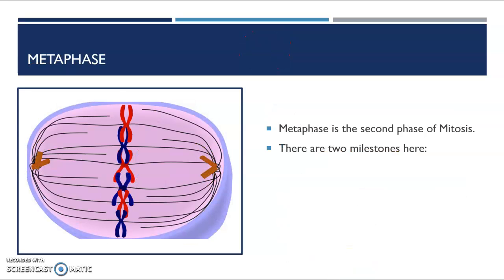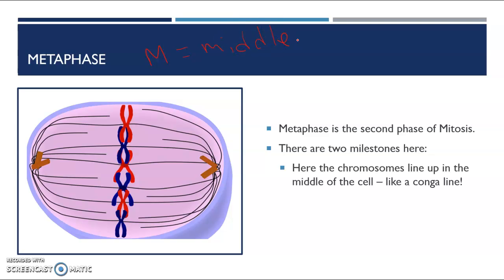The next phase is metaphase. Remember, metaphase is for the middle. The 2 milestones here is that the chromosomes line up in the middle of the cell, like a conga line. They meet in the middle.